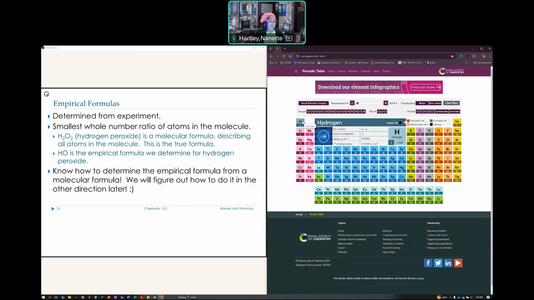Okay. So we need to know how to determine an empirical formula from a molecular formula, and we'll figure out how to do it in the other direction a bit later. So first we're going to figure out how to find an empirical formula from a molecular formula.